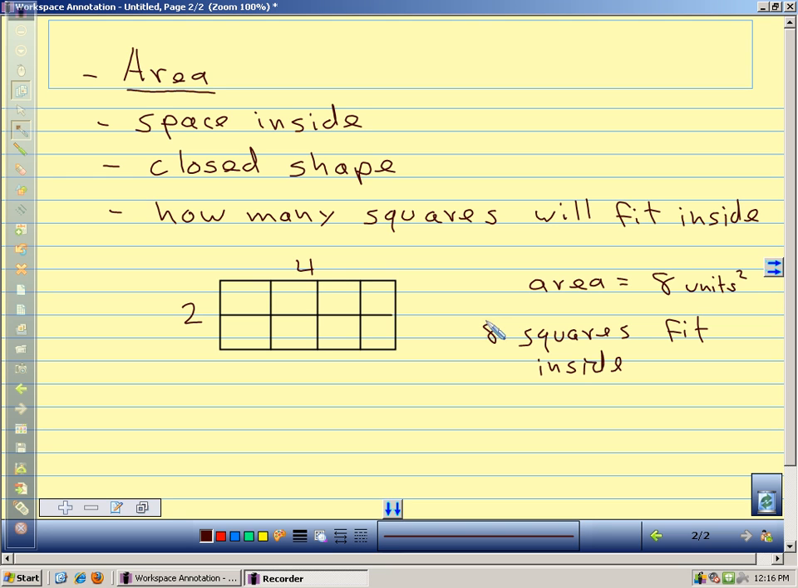Now, what if we have an irregular shape, something that's not a nice rectangle? How can we figure out the area of some irregular shape? What could we do? Divide it up, and then add all the pieces together. Find the area of each piece and add them all together. So we have an irregular shape, we divide it up. That's what we want to do.